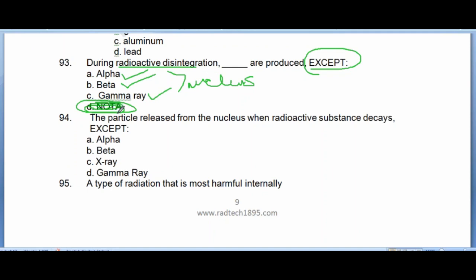94. The particle released from the nucleus when radioactive substances decay, except. So, galing daw sa nucleus. So, alpha, yes, galing sa nucleus. Beta, yes, galing sa nucleus. Gamma rays, galing sa nucleus. X-rays, galing sa shell or sa orbit. So, ito yung ating answer.